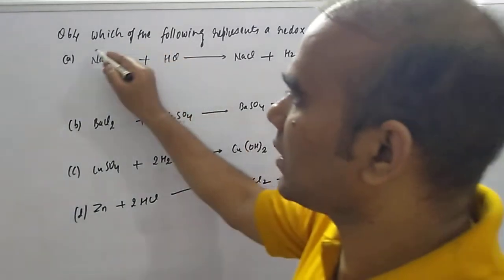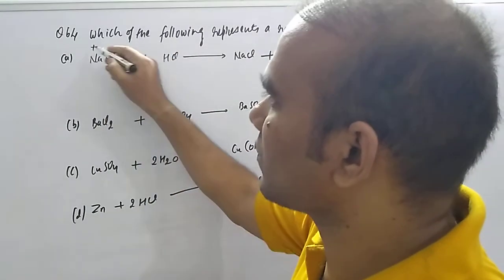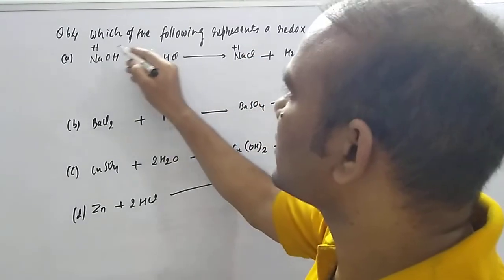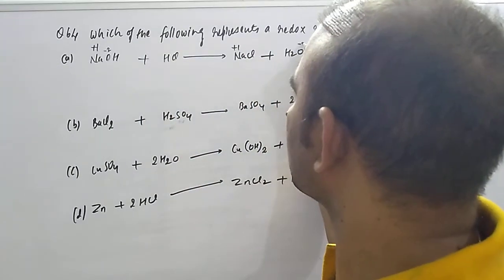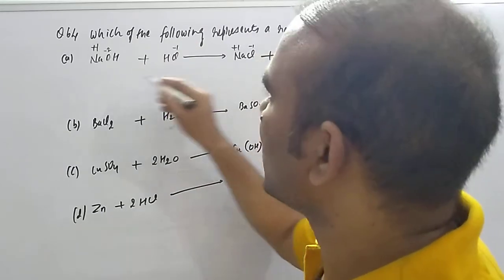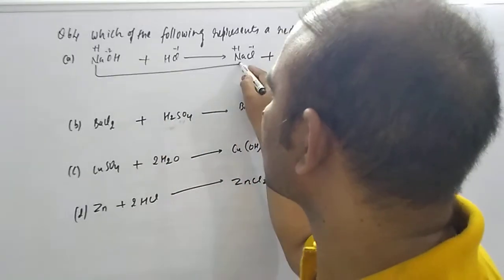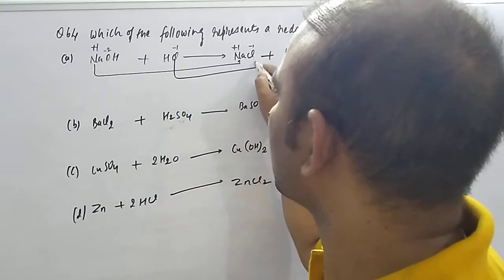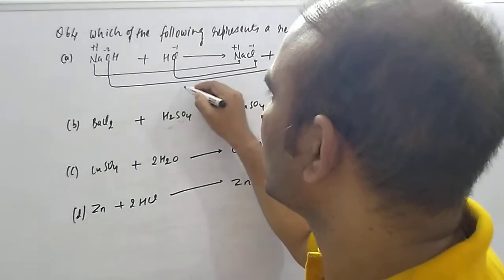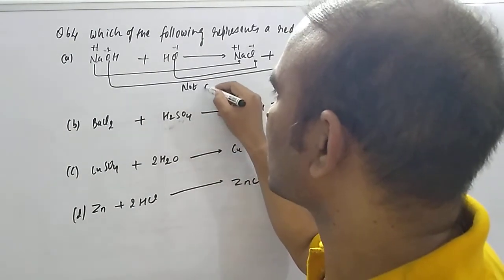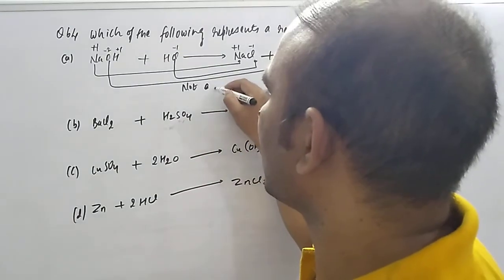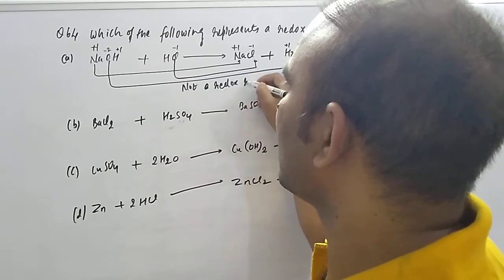Dear student, you check, here hydrogen is +1, sodium is +1. Here sodium is also +1. Okay, no change. Oxygen here is -2, here is -2. Chlorine, if you see, is -1, -1. So there is no change in the oxidation number anywhere. So not a redox reaction. Hydrogen is also +1 here and +1 here. So this is not a redox reaction.